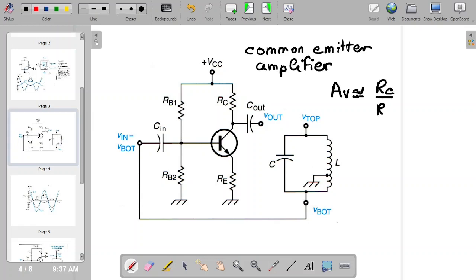Roughly equal to RC over RE. Okay, so it's not dependent on the beta. Okay, so let's move on.